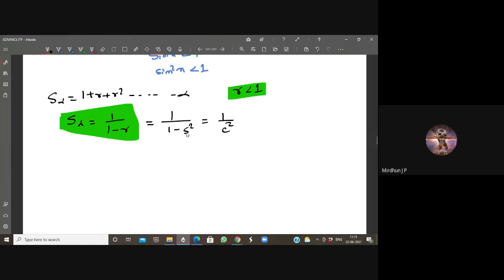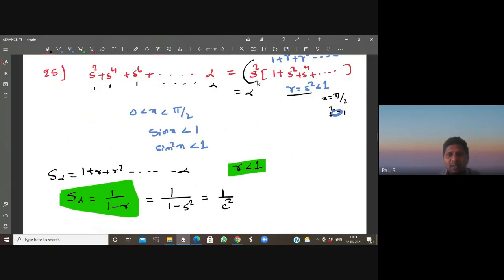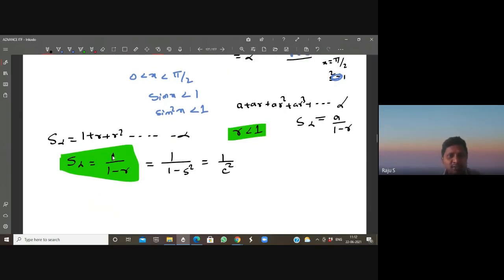Sir, actually it should be a by 1 minus r. Yes, a by 1 minus r, but the a value is 1. At last I will multiply with sine square, no problem. The a value is clearly 1, so I directly wrote 1. We take it as a when the series is a plus ar plus ar square plus ar cube and so on. In that case, the sum S infinity is a by 1 minus r. Is it clear? But here I am taking 1 plus r, where the a value is 1.